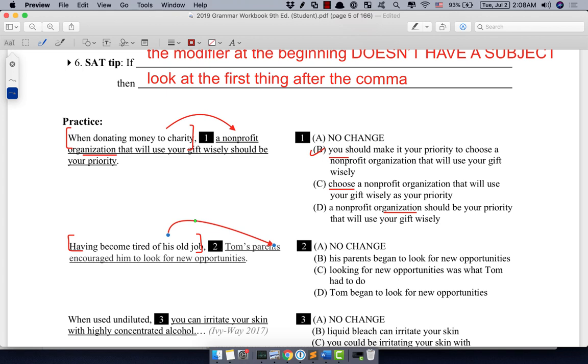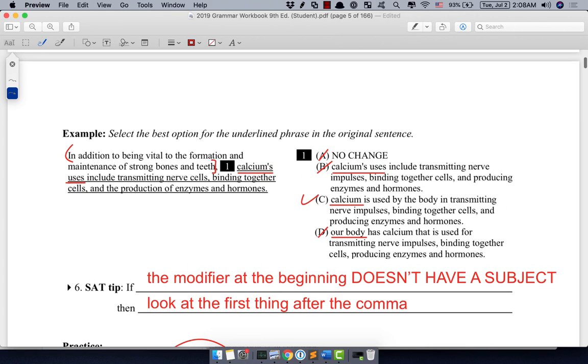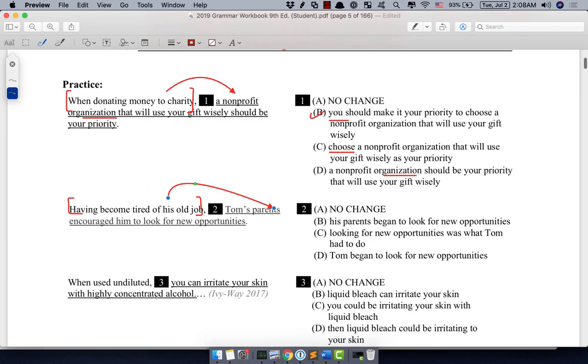Because again, like here, I deleted it. It's not my dad is black. It's the jacket is black. So this is not talking about Tom, but talking about Tom's parents. Okay, so this is saying Tom's parents are becoming tired of his old job. Not quite. It's not the parents being tired. It's Tom, the guy here, being tired. So B has his parents. B is wrong. C has looking. And D has Tom. So, hey, we have Tom here. So the answer is D, because Tom is becoming tired of his old job.